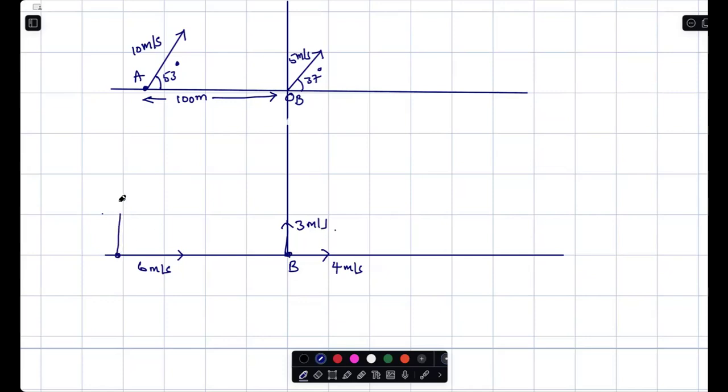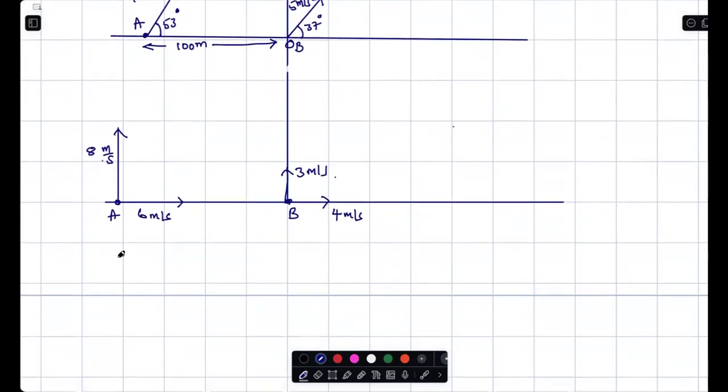Whereas the other one is 8 meter per second. That's what I observe. Okay. This is the first diagram drawn from the question.